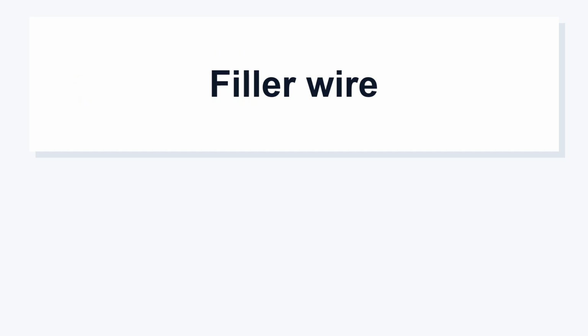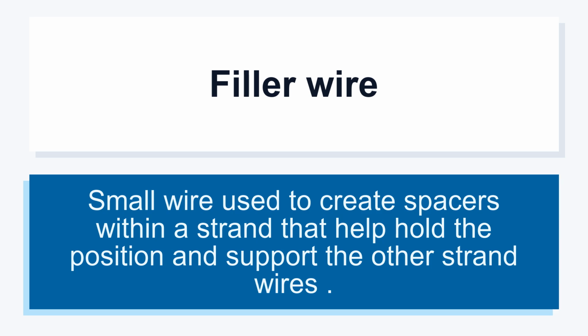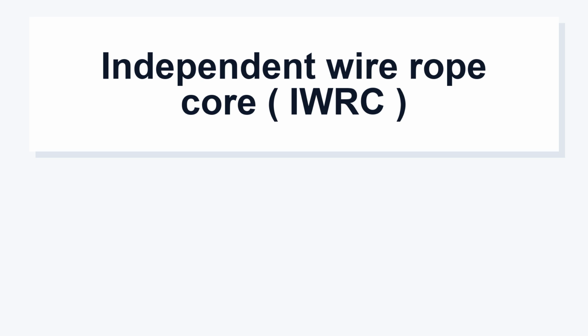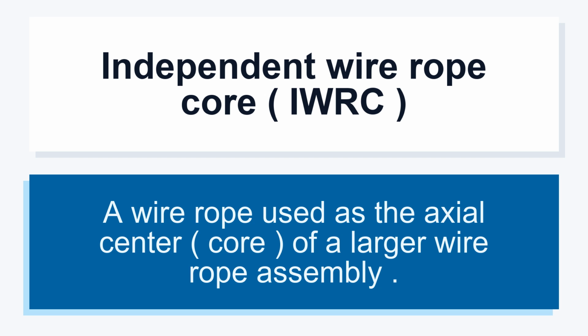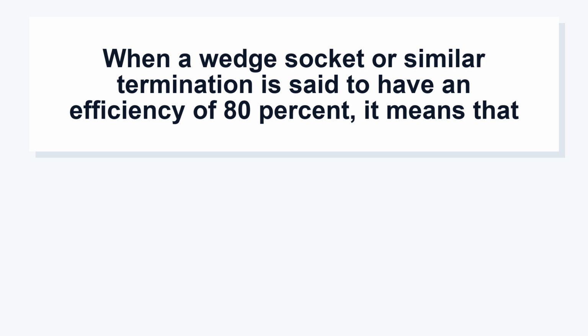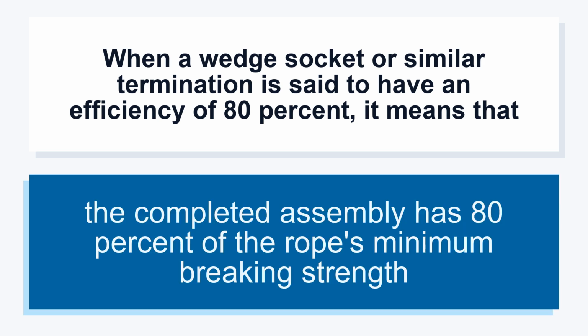Filler wire. Small wire used to create spacers within a strand that help hold the position and support the other strand wires. Independent wire rope core, IWRC. A wire rope used as the axial center, core, of a larger wire rope assembly. When a wedge socket or similar termination is said to have an efficiency of 80%, it means that the completed assembly has 80% of the rope's minimum breaking strength.